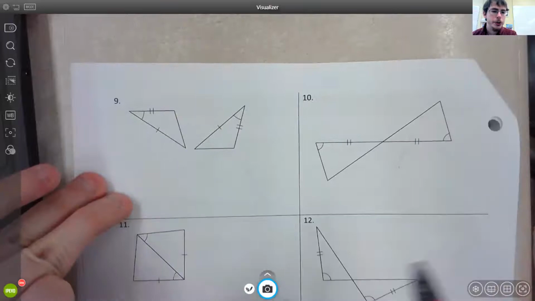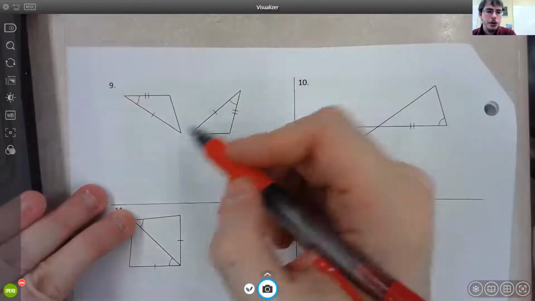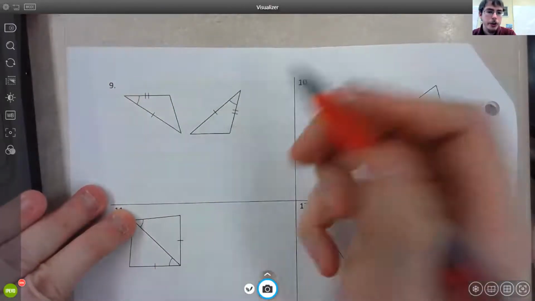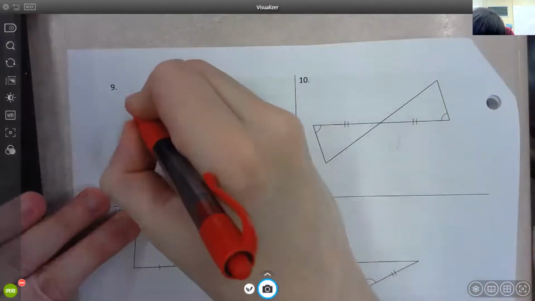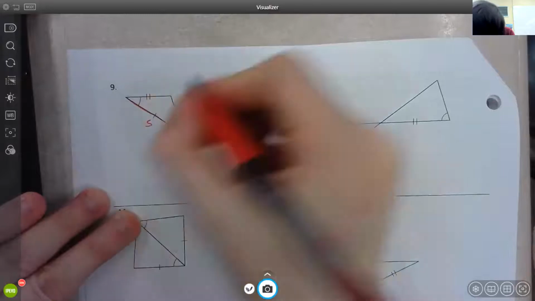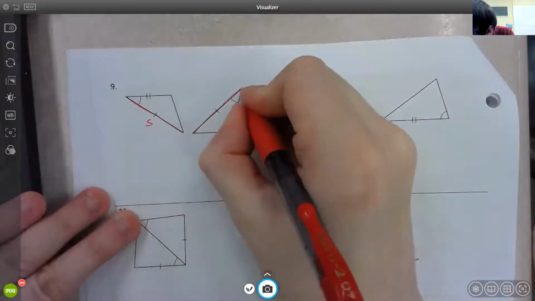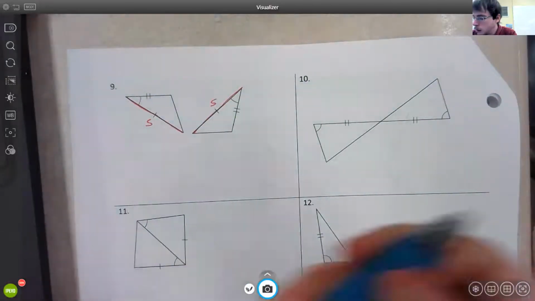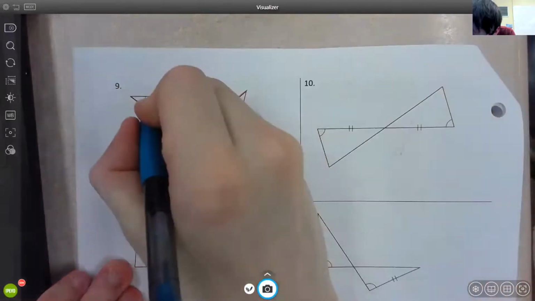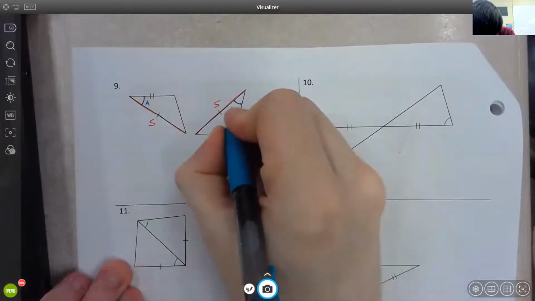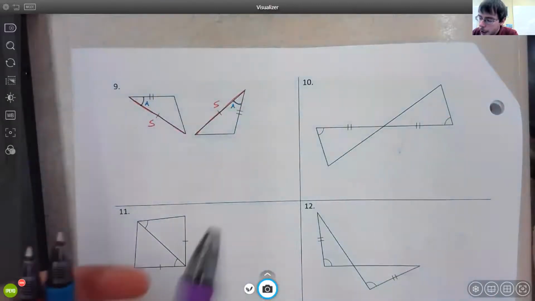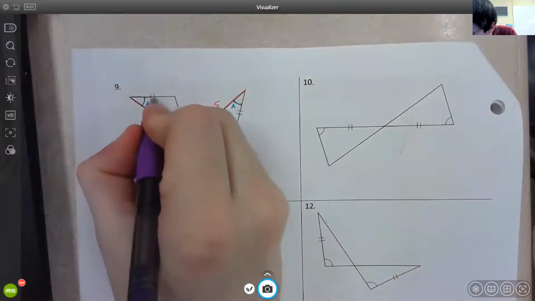Number 9, we have two triangles here. They don't share any sides or points or anything like that, so we're just going based on what we're given. Well, we're given a congruent pair of sides here. The tick mark. I do apologize for the coughing. And then we have a congruent pair of angles here. And then we have another pair of congruent sides here.